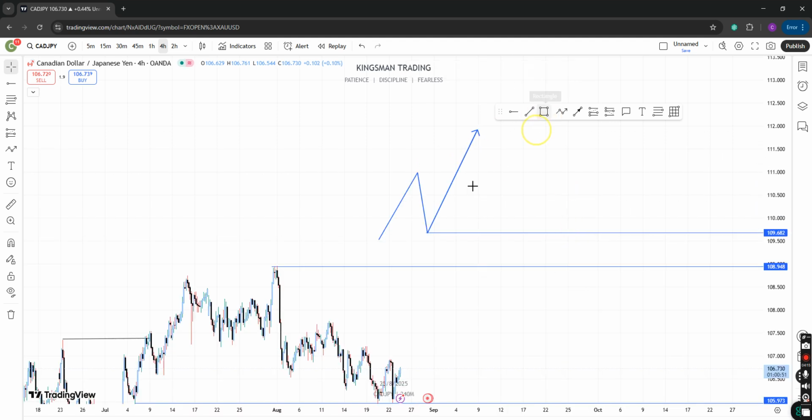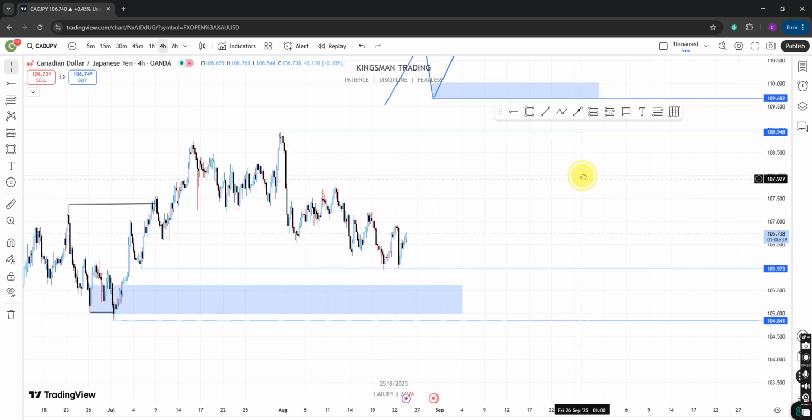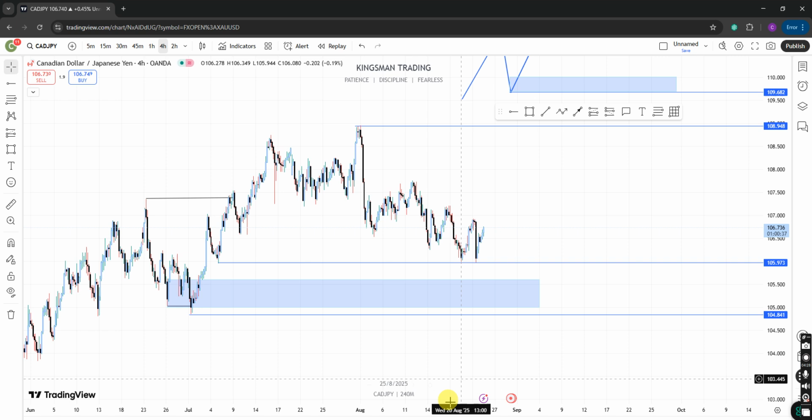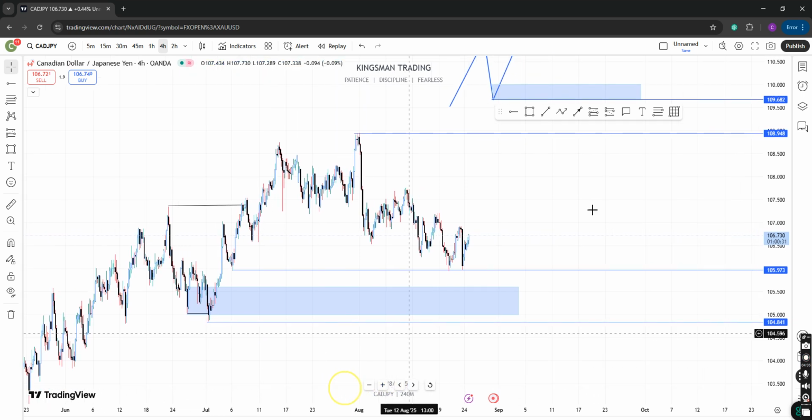So now I've spotted my point of interest from this protected level here. I'll be taking my entry after I've added other confirmation, like my liquidity and a sweep of a previous low, or sweep of liquidity too, which just happened here. So this is what makes this setup very, very much valid. This is the setup I'll be anticipating, and I'll set my position tool.